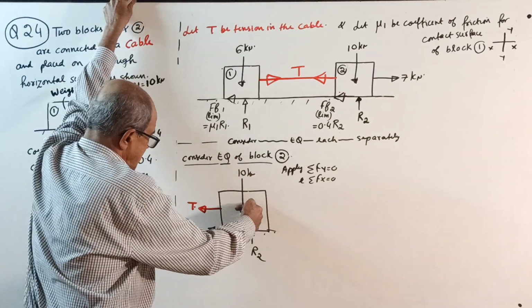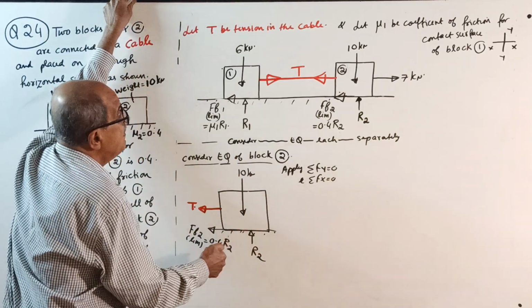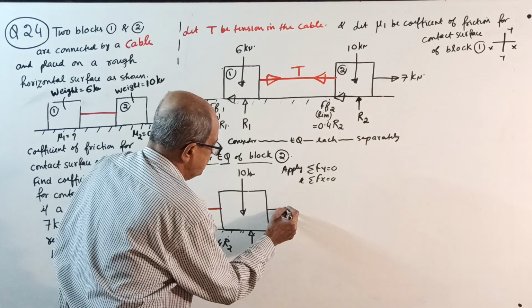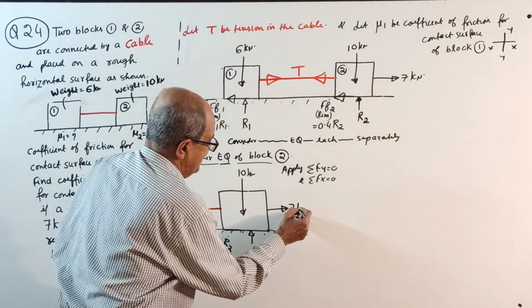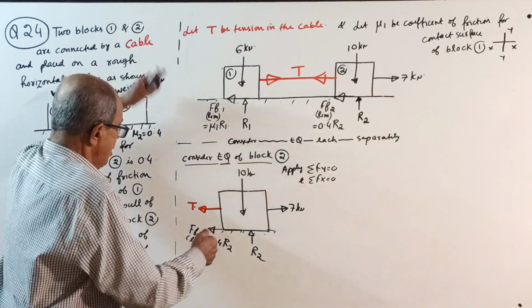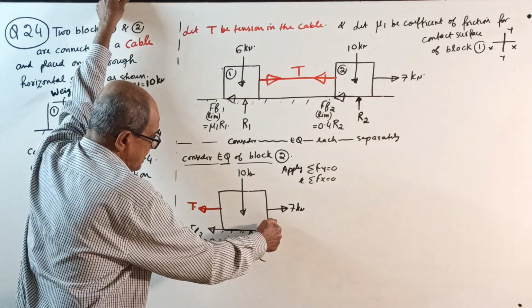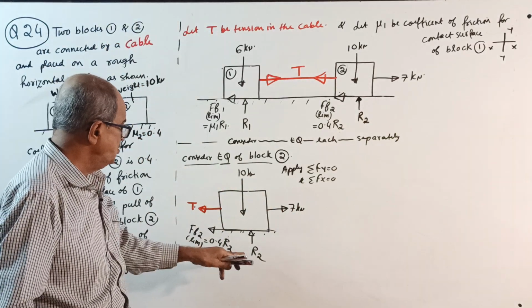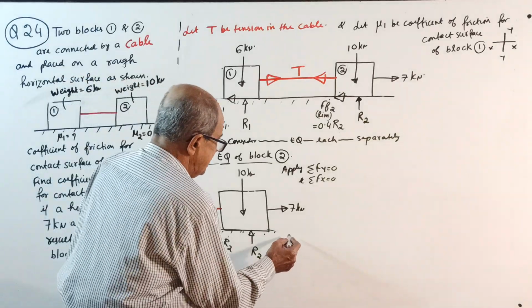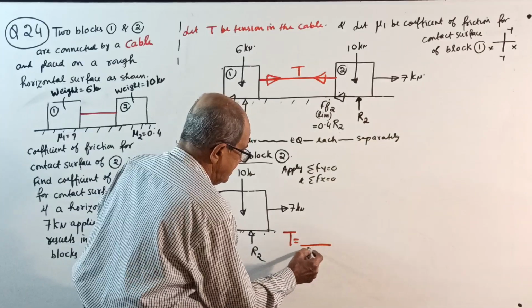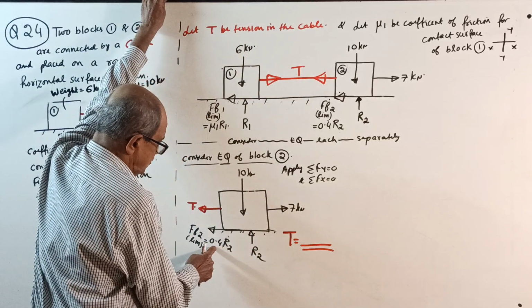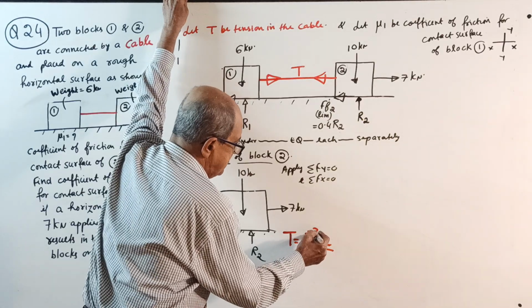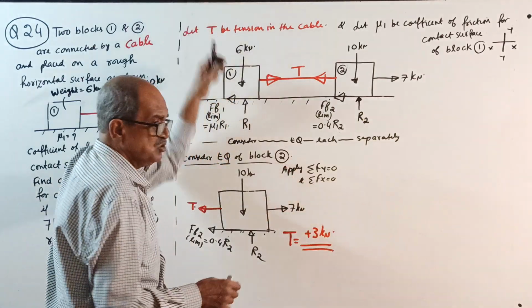Sigma Fx equals 0: minus T, sorry, there is one force here. Oh, I was wondering what happened there. 7 kilonewton. I got a shock. Minus T minus 0.4 R2 plus 7 equals 0. Substitute R2 equal to 10 and you get the tension T. You should take this as an exercise. 10 into 0.4 is how much? 4. T will come 3 kilonewton. You solve it.